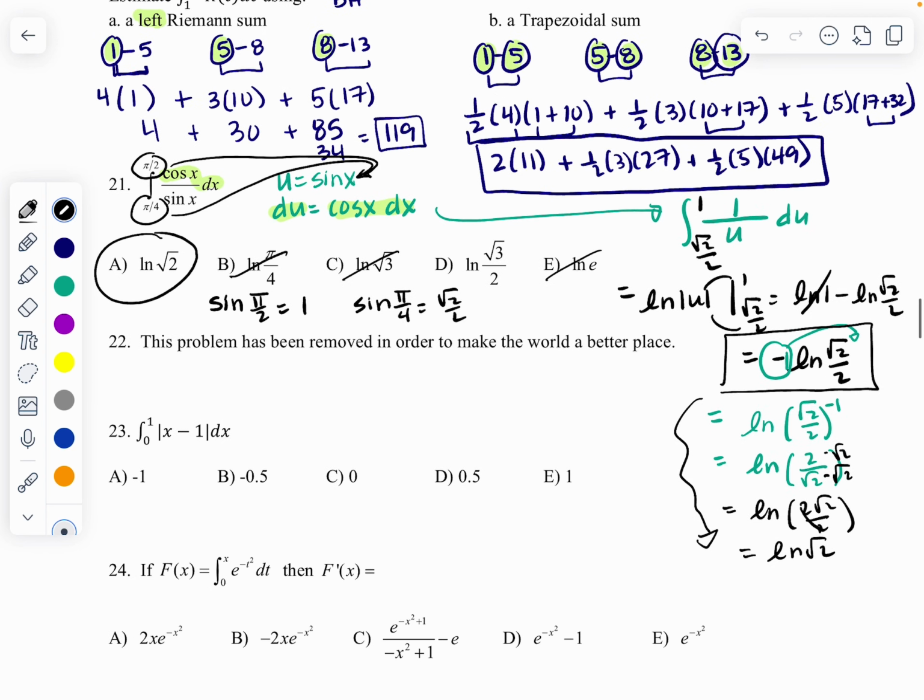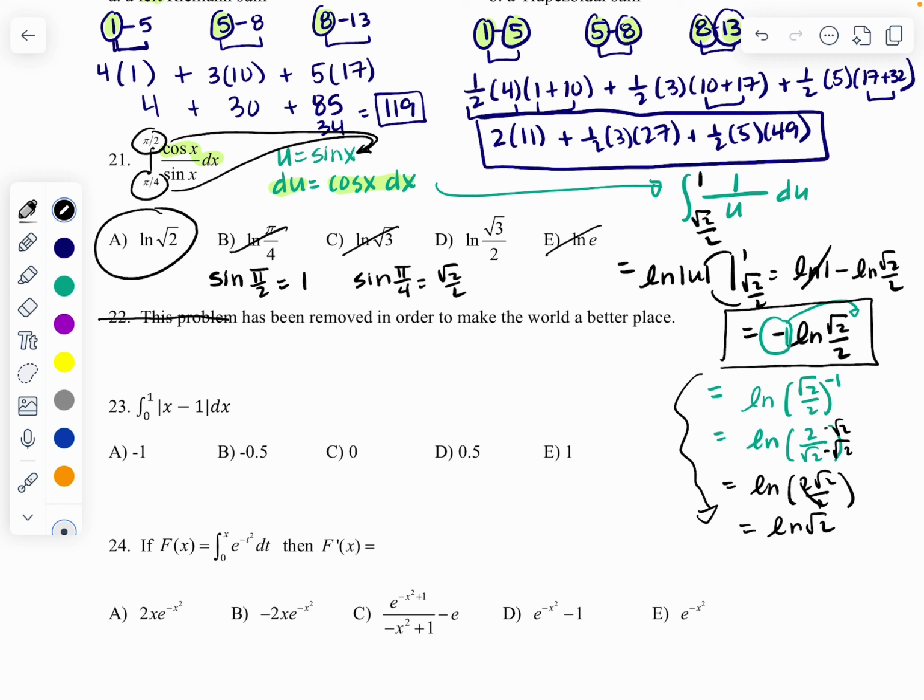Okay, I have no idea what 22 plus 22 was, but we removed it a couple years ago. I totally forgot. Boris and I both thought it was just a horrible problem.